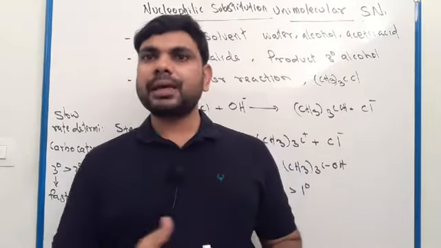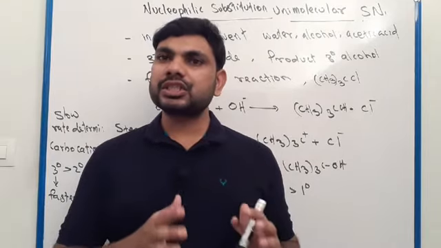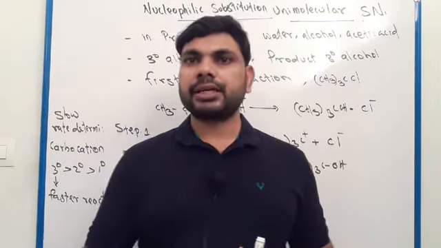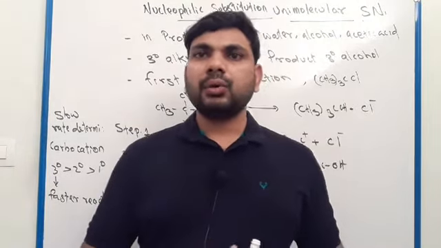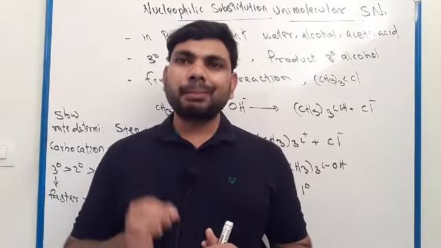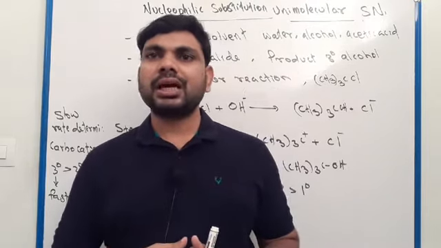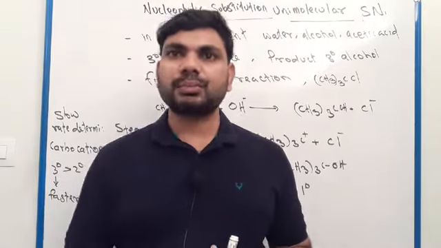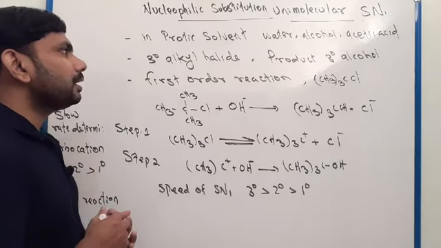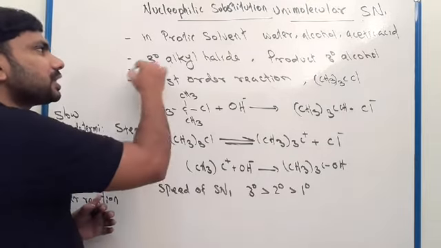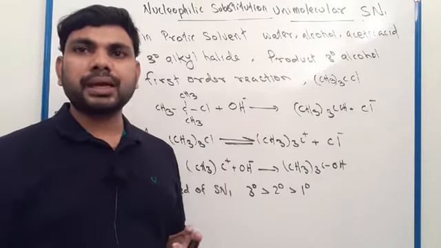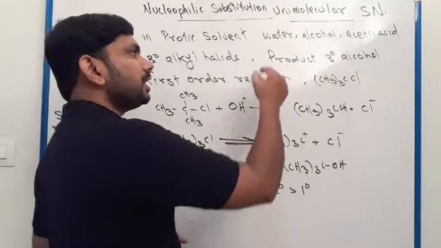Next, the SN1 mechanism. SN1 mechanism means it is a first order reaction. That's why it is called the SN1 reaction. Order of reaction 1 means the rate of reaction depends only on the reactant and does not depend on the concentration of OH minus. Tertiary alkyl halide is mainly involved in the SN1 mechanism and it produces tertiary alcohol.